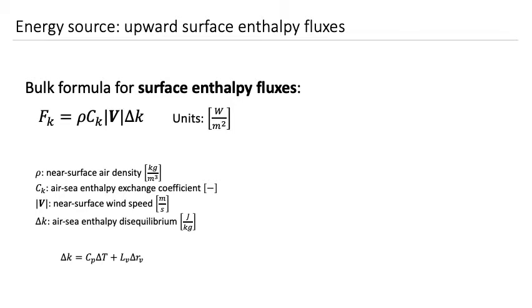So let's start with the energy source, which is the upward surface enthalpy fluxes. And so we can write a bulk formula for surface enthalpy fluxes, which you may have seen in other classes or, say, in boundary layer meteorology. This is the simplest form for thinking about surface enthalpy fluxes in units of watts per meter squared, which is given by rho times the CK, which is an air-sea enthalpy exchange coefficient, times the near surface wind speed, V, times the delta K, the air-sea enthalpy disequilibrium, which is to say the difference between the surface enthalpy, which is saturated, and the air overlying that surface.